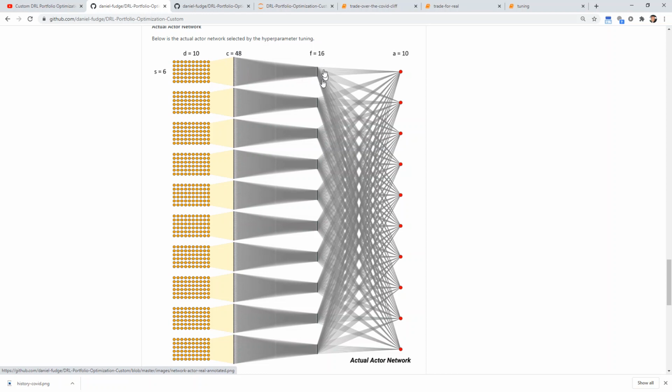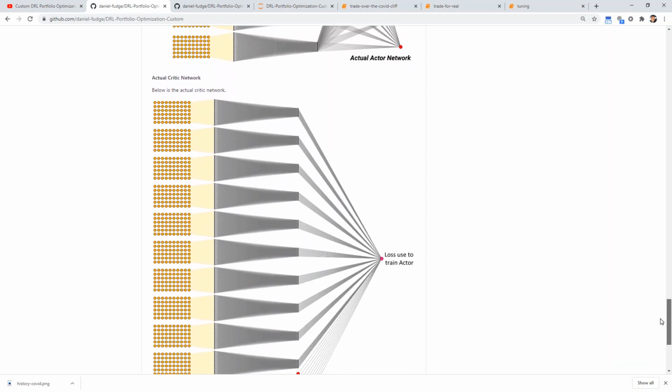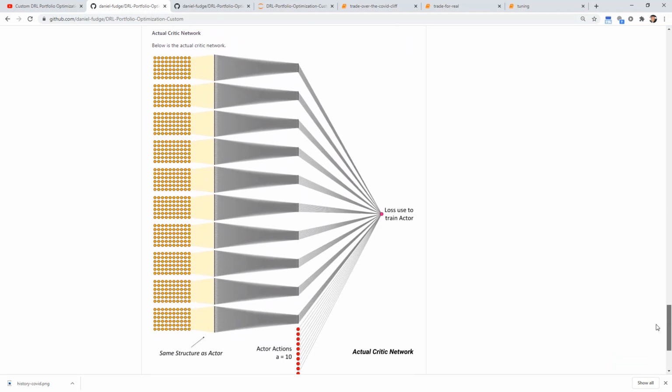And this has 16, and this is one of the hyperparameters that were tuned, and it's fully connected here. So you can imagine there's just an immense number of weights that have to be learned. Every line is a weight that the model is learning as it goes forward. So that's the actor. And then this is a DDPG, which is an actor-critic model.